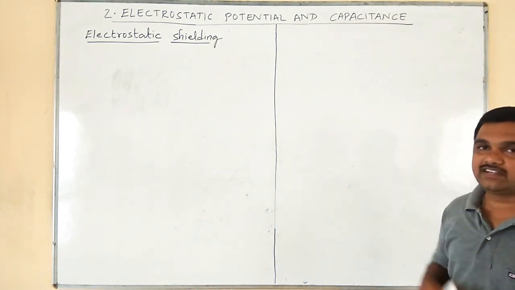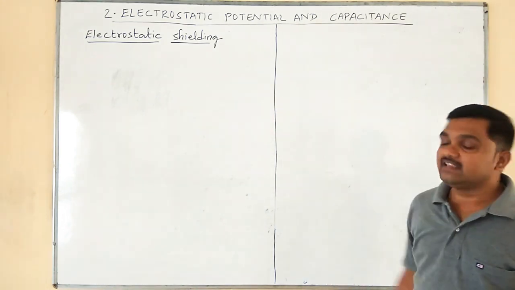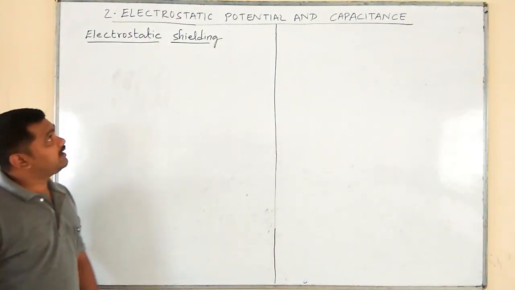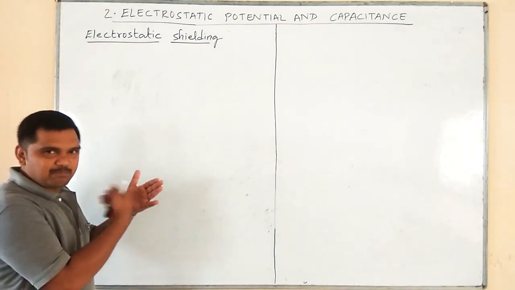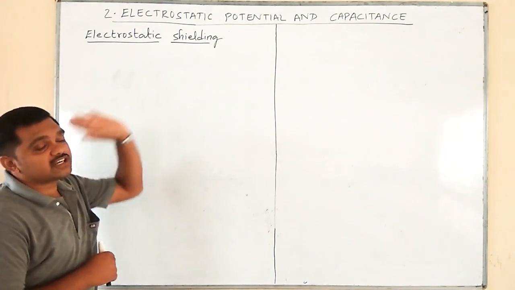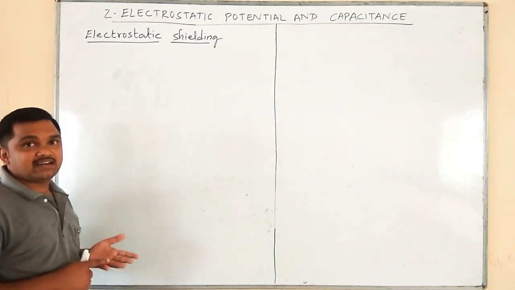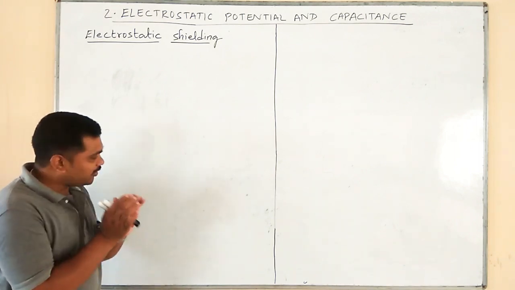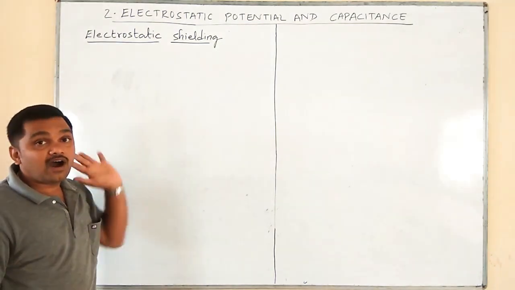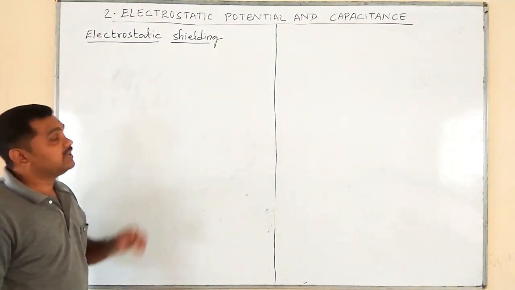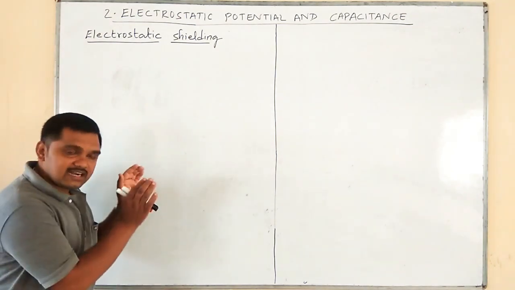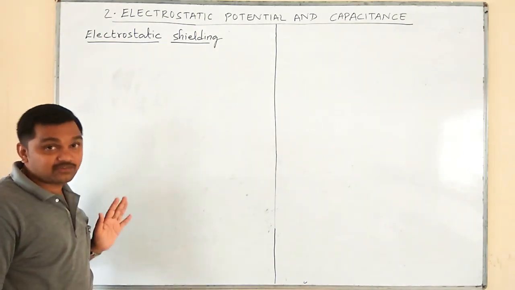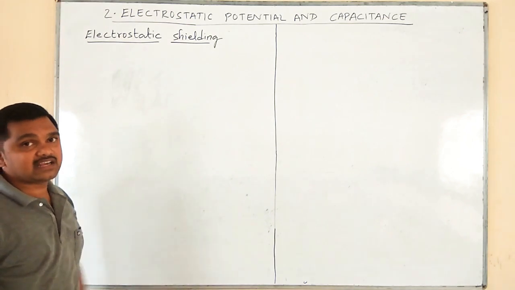In this class, I will tell you one simple and interesting concept called electrostatic shielding. So, what is the meaning of this word shield? Shield means just like a protection. So, electrostatic shielding is a technique, a process, a phenomenon of protecting a certain region or certain things or certain devices from the effect of harmful electric fields. It is called electrostatic shielding.